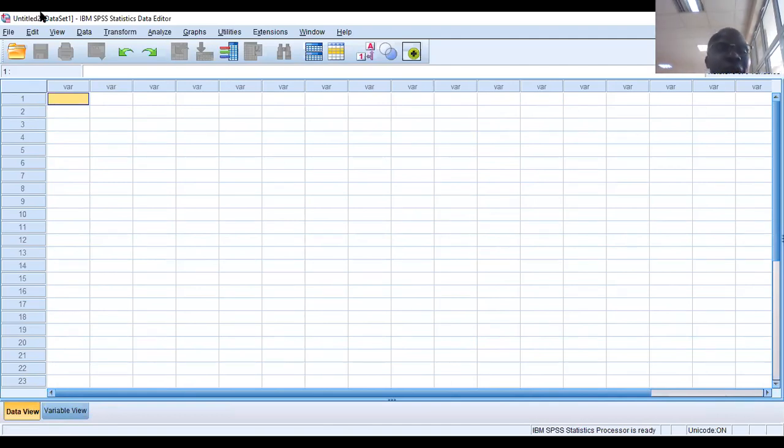Then I go up here, to the menu. The first, just like in Microsoft Office, you have file. In Microsoft Office, what do you use file for? Tell me the things you use file for. The file menu, what do you use it for?